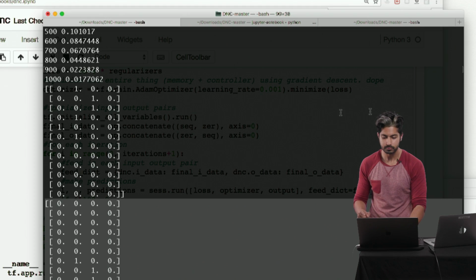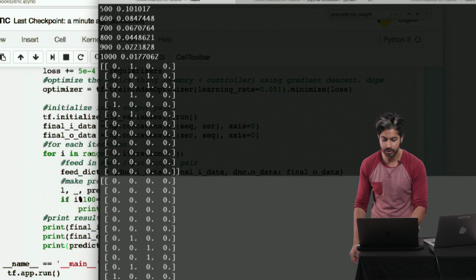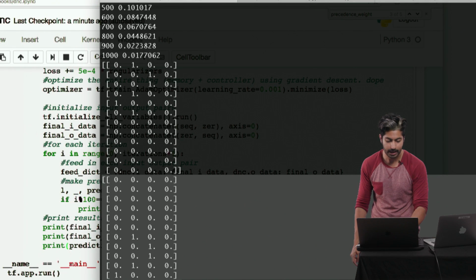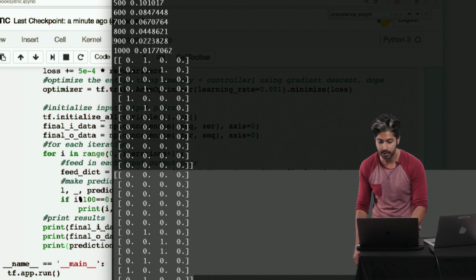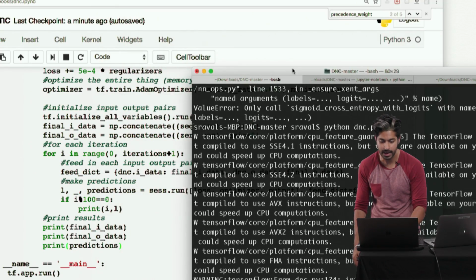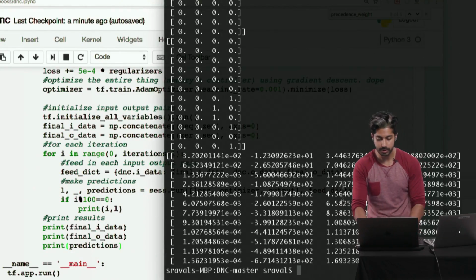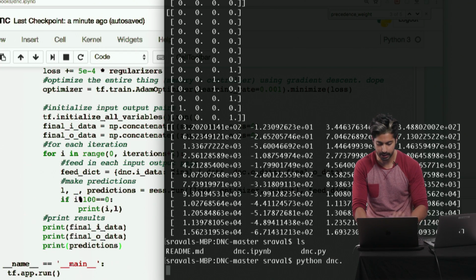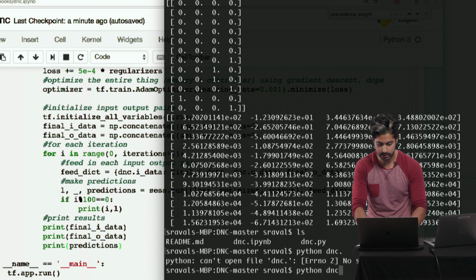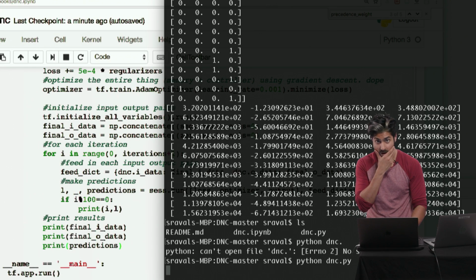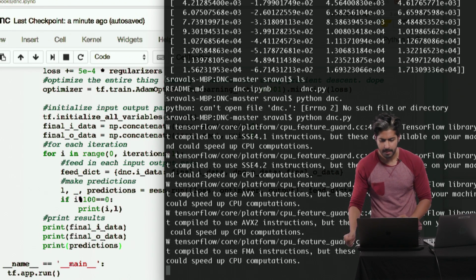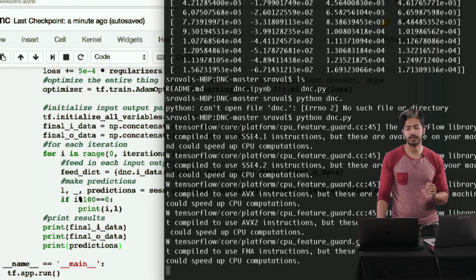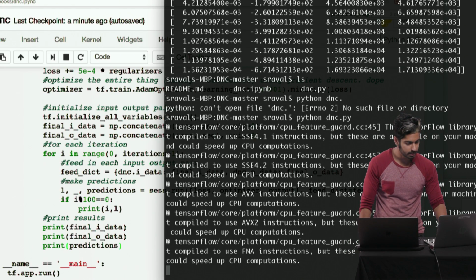And let me run this again, which is the code, but I literally just took this from a Python file and then pasted it into a Jupyter notebook. So let me do it from command line, which is python dnc.py. Okay. Bunch of warnings because we've got a lot of deprecations happening. Okay.